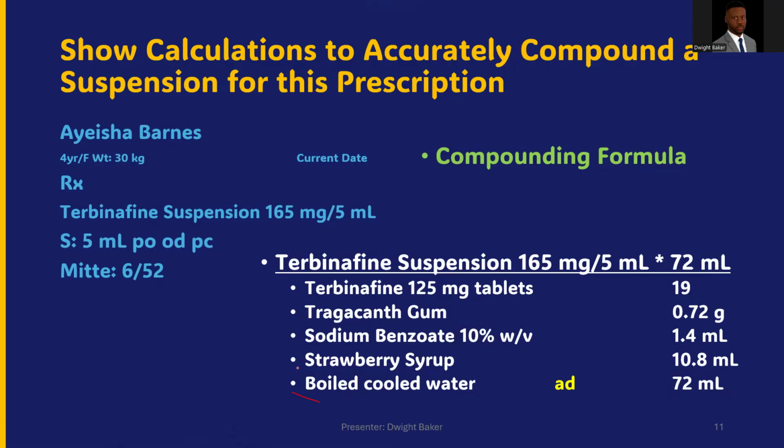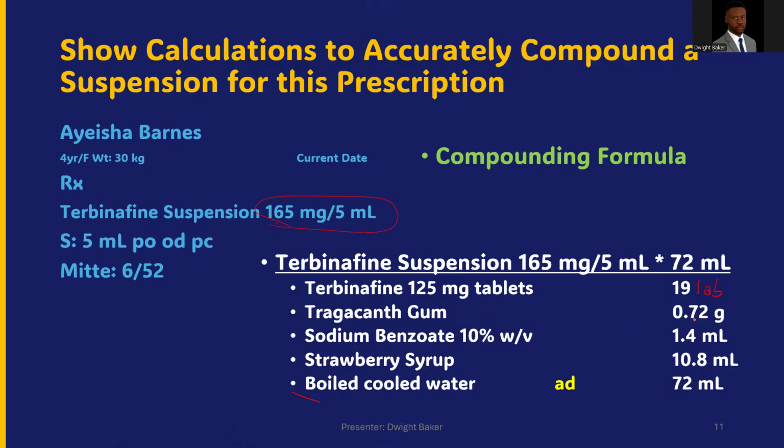We know that the concentration is 165 milligram per 5 mL because that is what we made it up to. We're making a final volume of 72 mL. We're adding 125 milligram tablets, 19 of those. So we're crushing these 19 tablets and reducing it to fine powder, right? And then we're going to be adding the tragacanth gum.